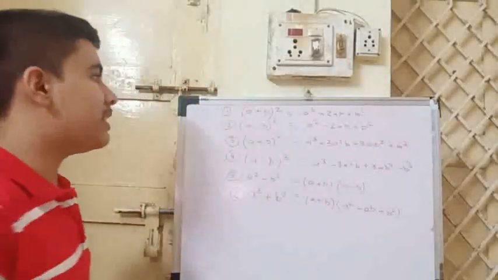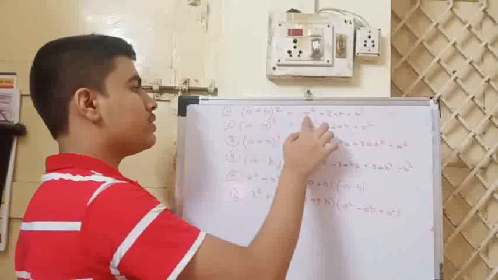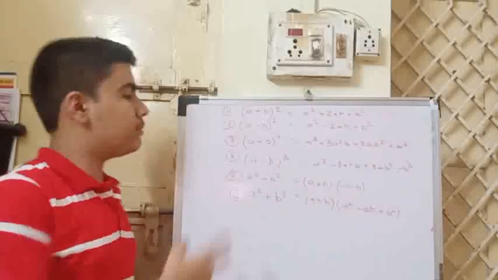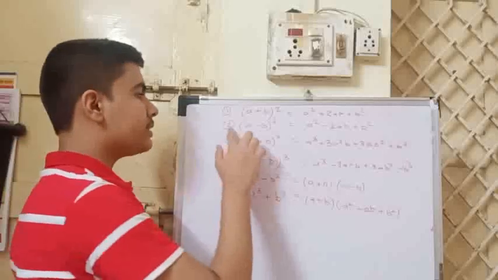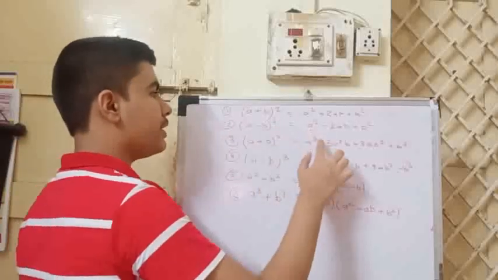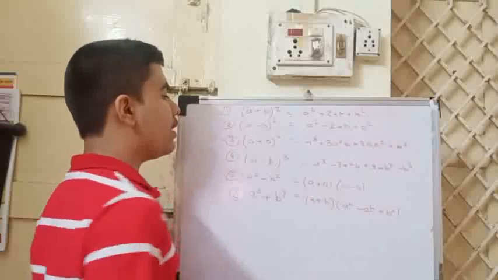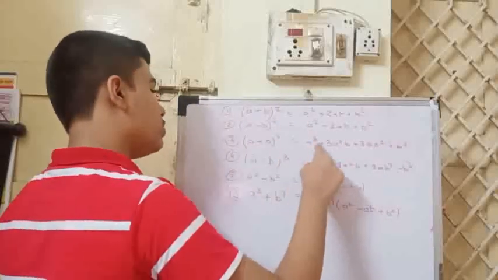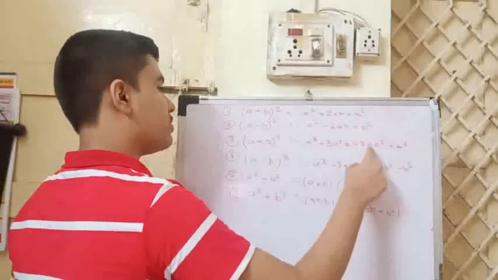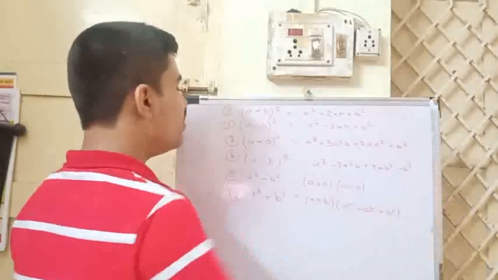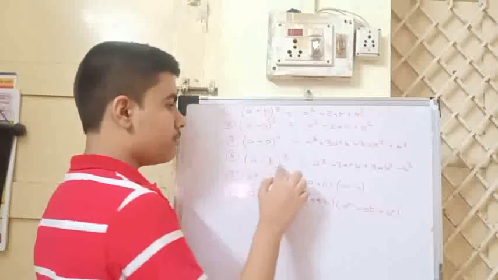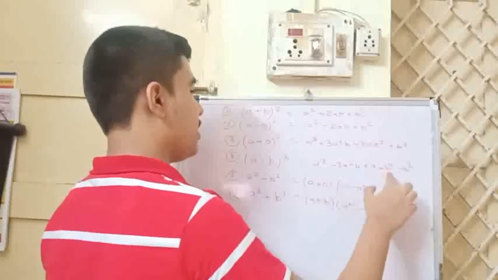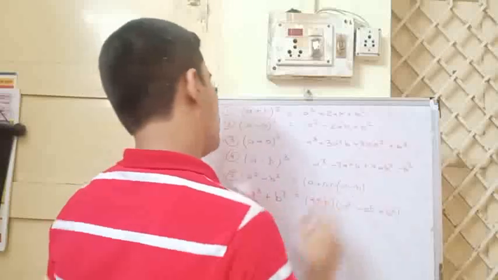So these are some common identities. (a + b) whole square is equal to a square plus 2ab plus b square. We will take examples based on these identities afterward. Second is (a - b) whole square, it is a square minus 2ab plus b square. Then the third is (a + b) whole cube is equal to a cube plus 3a square b plus 3ab square plus b cube. Then the fourth is (a - b) cube is equal to a cube minus 3a square b plus 3ab square minus b cube.